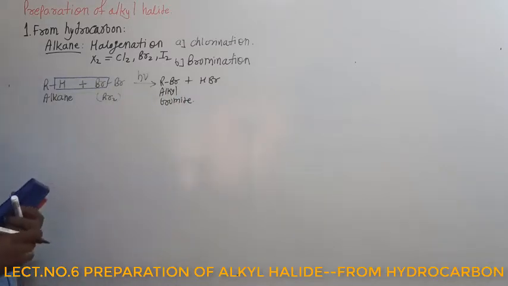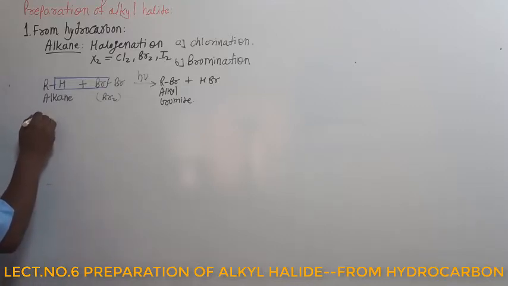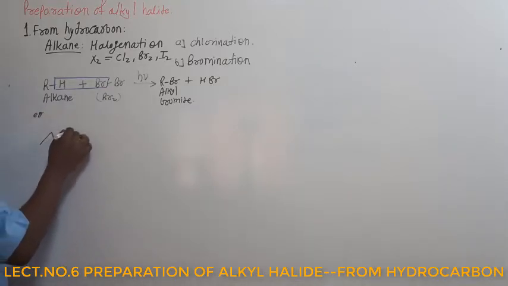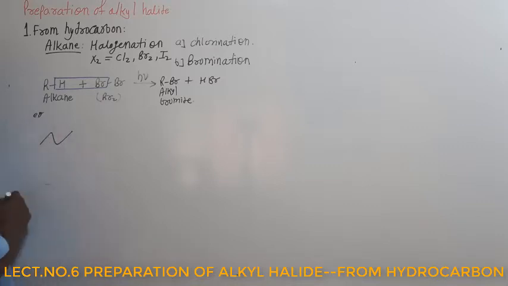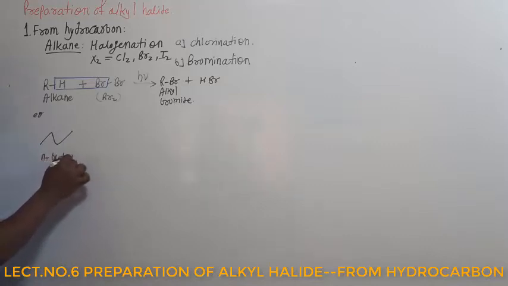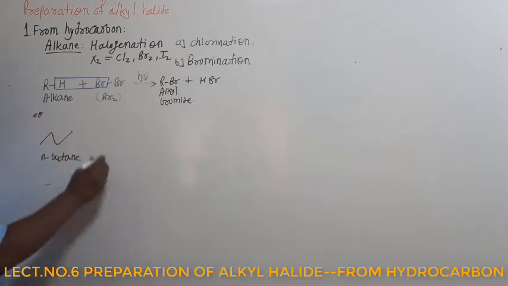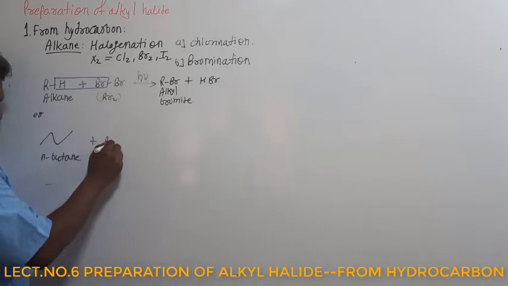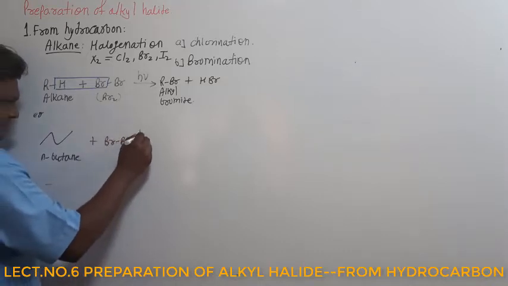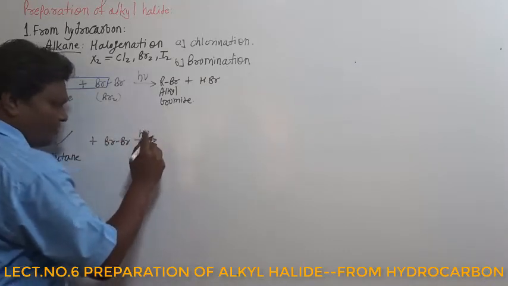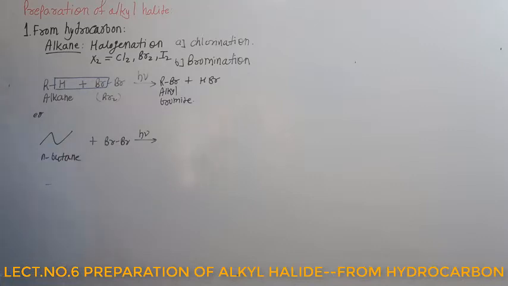Now let's look at the selectivity. One specific example you are going to see. Start with the example first. This is 1, 2, 3, 4. This is butane, n-butane. Now if you react butane with bromine, let us see what will happen. Unlike chlorination, you are not going to get a mixture of these two. This is a primary carbon atom.